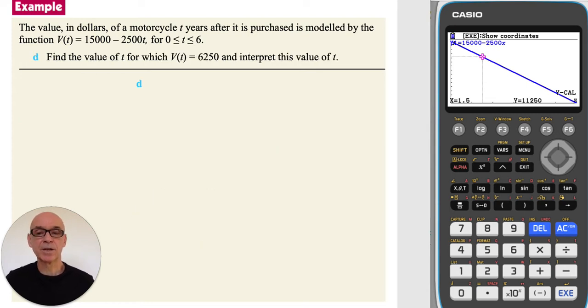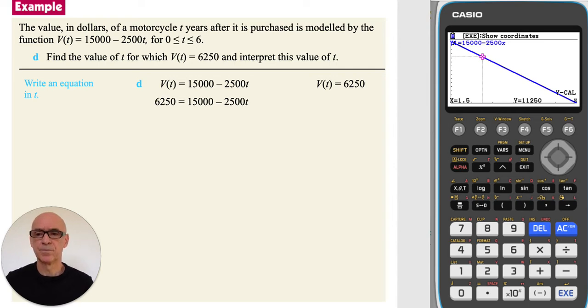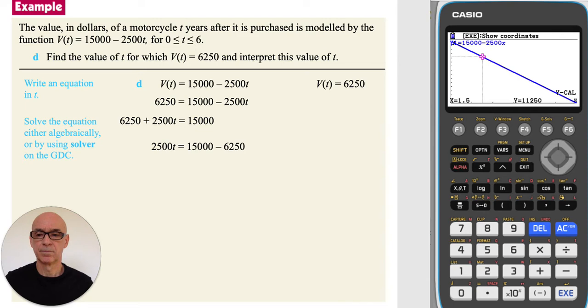In part D, we're asked to find the value of t for which v(t) equals 6,250 and to interpret this value of t. So if we start by writing an equation, equating v(t) to 6,250. To find t, we can either solve this equation algebraically, giving t equals 3.5, or we can use Solver on the calculator.